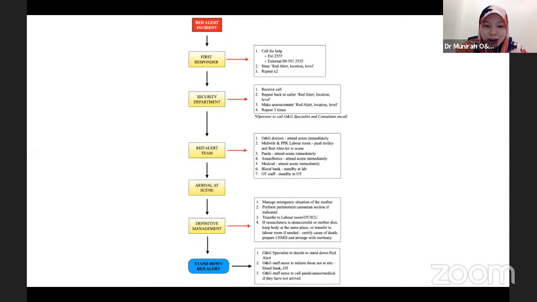So once the incident has been managed, the ONG specialist will decide whether to stand down the alert, and then the ONG staff nurse will inform those who are not on site, such as the blood bank and the OT. And if it's not a false alarm but a short-occurring incident, and it's settled before other team members arrive, they would be called separately as well. It's most likely that they are already on their way, but if they are still not there yet, we will call each person to stand down as well.